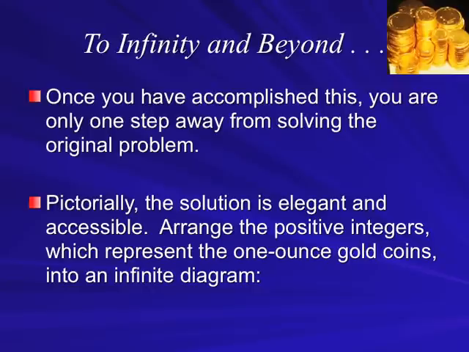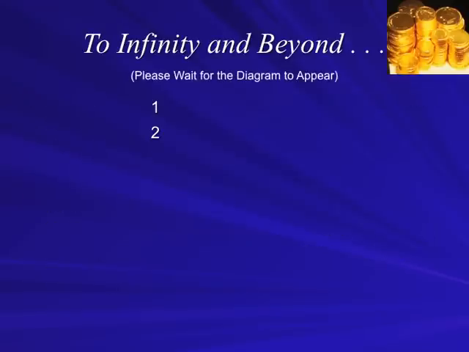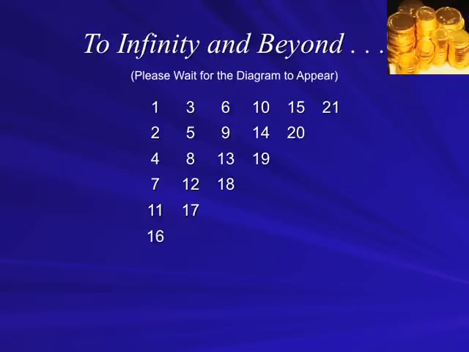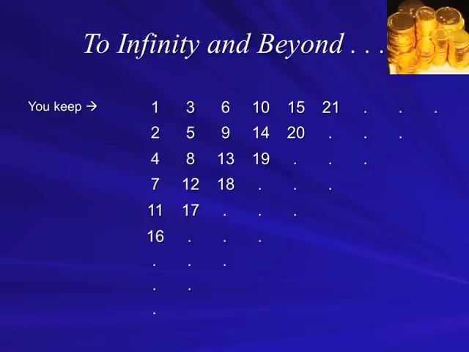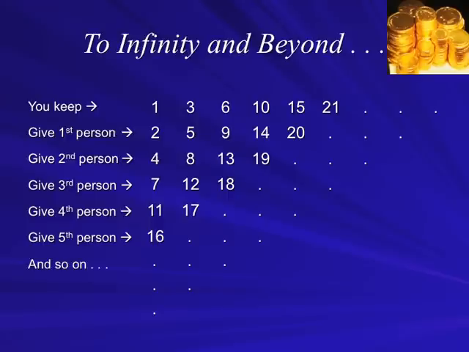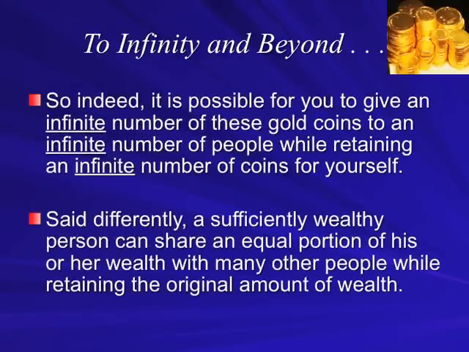Pictorially, the solution is elegant and accessible. Arrange the positive integers, which represent the 1-ounce gold coins, into an infinite diagram. You keep the gold coins associated with the positive integers in the first row. You give the next person the gold coins associated with the positive integers in the second row, and so forth. So indeed, it is possible for you to give an infinite number of these gold coins to an infinite number of people, while retaining an infinite number of coins for yourself.